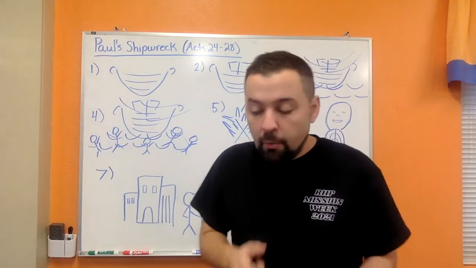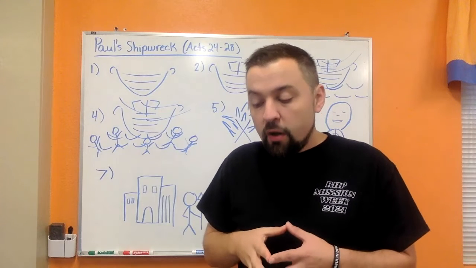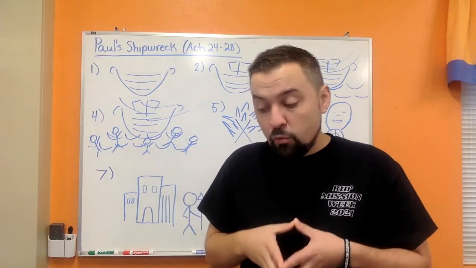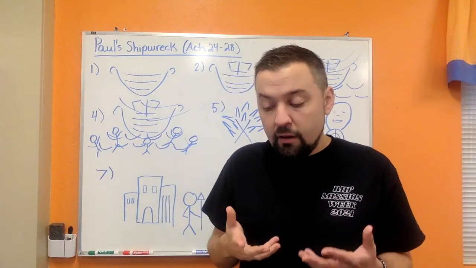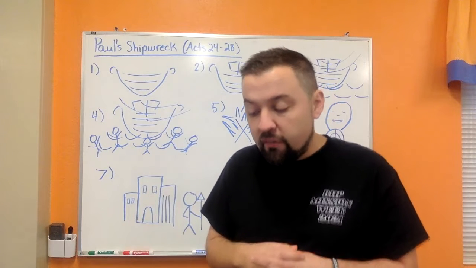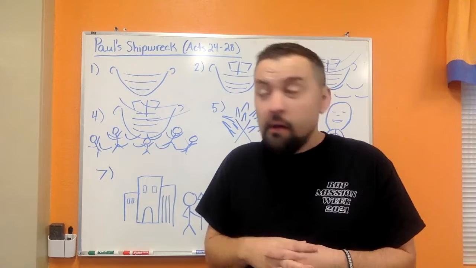So here's what's going on. Paul was a prisoner now. The leaders in Jerusalem who wanted to stop him from telling about Jesus finally had gotten him arrested. But because Paul was a Roman citizen, he received permission to sail to Rome to meet with the mighty Roman emperor.